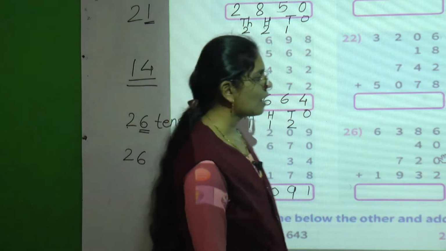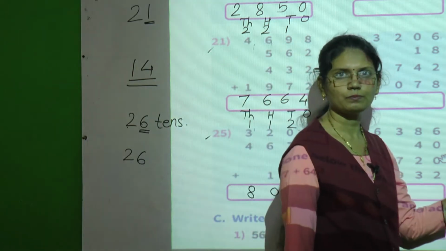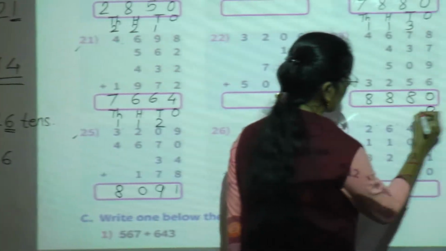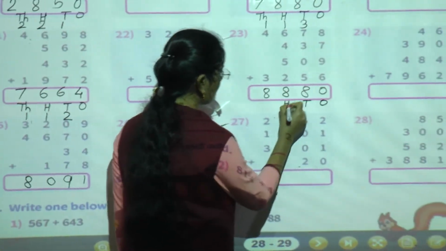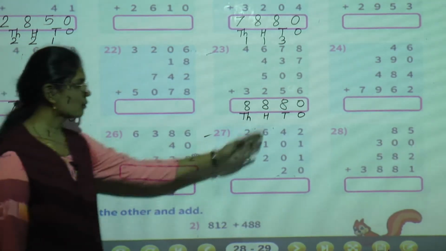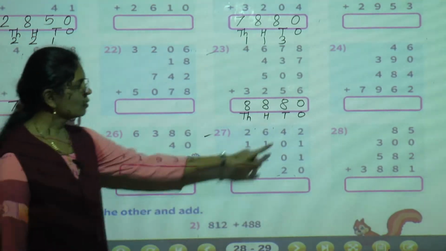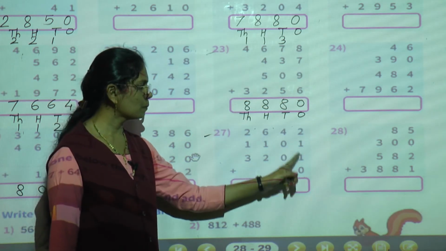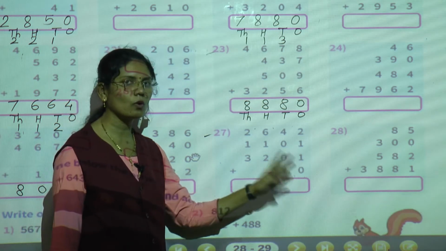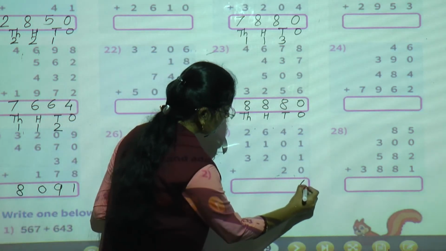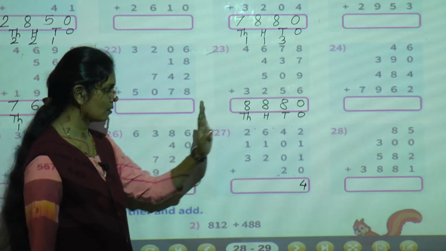Okay. Now we will see this example. Write their places first. This is ones, tens, this is hundreds and this is thousands place. Start from the ones place. 2 plus 1, 3. 3 plus 1, 4 and 4 plus 0, 4. So we will write here 4. Simple addition it is.